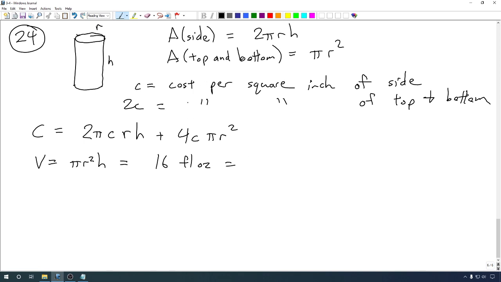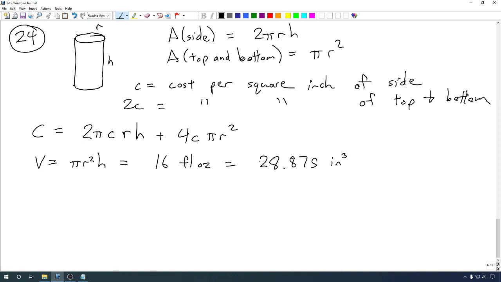But since our r and h are in terms of inches, we want to put fluid ounces in terms of inches as well. The book actually tells us that a fluid ounce is approximately 1.80469 cubic inches, which means that 16 fluid ounces is 28.87504 cubic inches. I'm actually going to go ahead and round off the 04 at the end of that. It's not really too necessary.